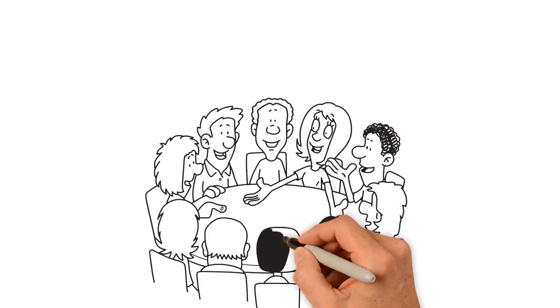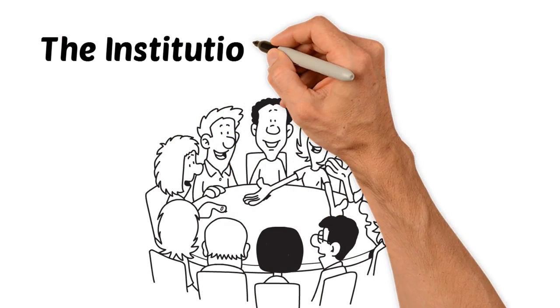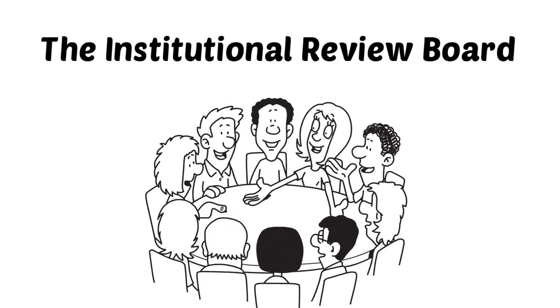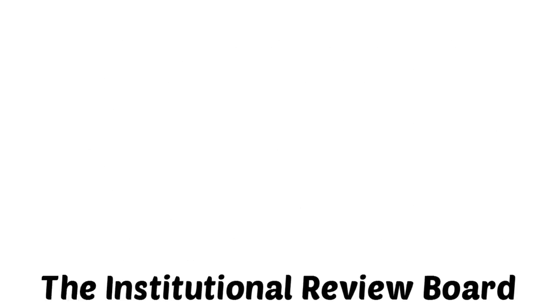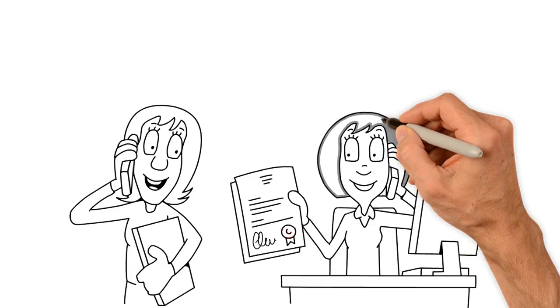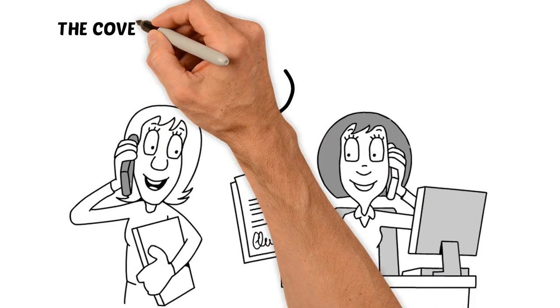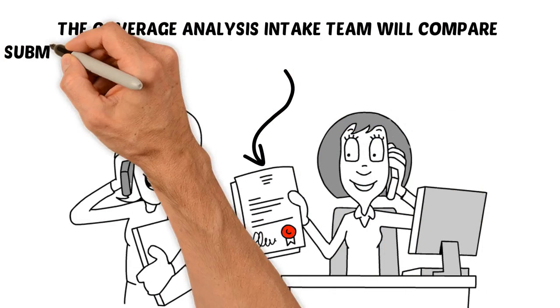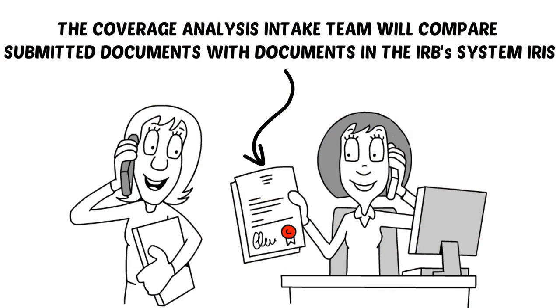The Institutional Review Board, or IRB, should be considered the source of truth and should maintain version control for these documents. Any documents emailed from the study teams to the coverage analysis intake team will be compared to documents in the IRB's system, IRIS, to ensure that it is the latest version.